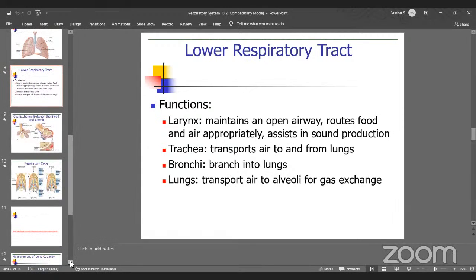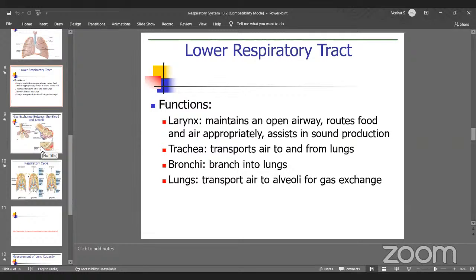What are the functions of the lower respiratory organs? The larynx maintains an open airway, routes food and air appropriately, and assists in sound production. The larynx is very important as it produces the sounds. The trachea transports air to and from the lungs.